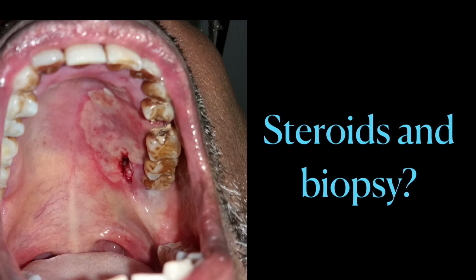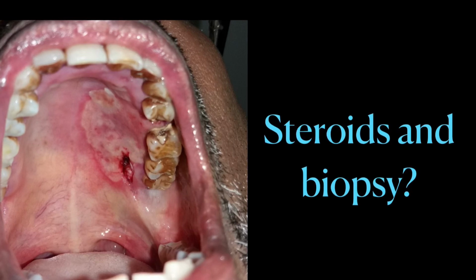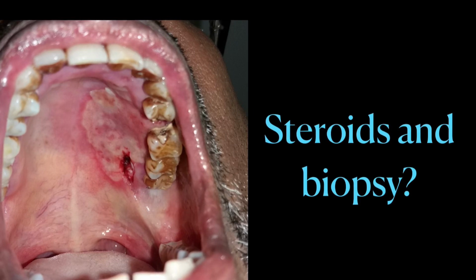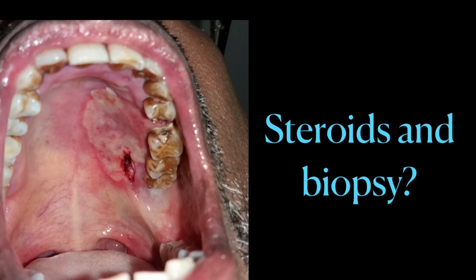The reason is when a patient is on topical or systemic steroids, it's very important that we stop these medications 2 weeks before biopsy to avoid conflicting histopathologic results.